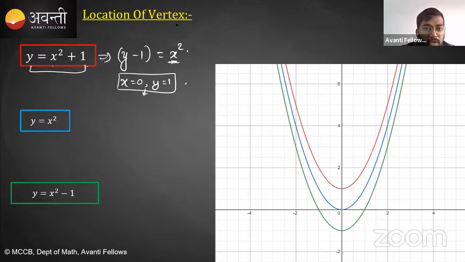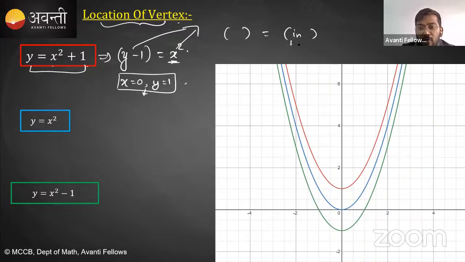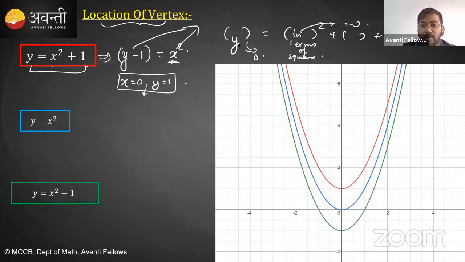To find the location of the vertex, how can you find it? There is a trick, right? You shift all the y terms here and make the other side in terms of square, and here y, right? Then you equate both sides to 0, and you get the vertex. Whatever is in the square you equate to 0, and whatever is on the left side you equate to 0. So from here we can know that y equals 1 and x equals 0 is the vertex.